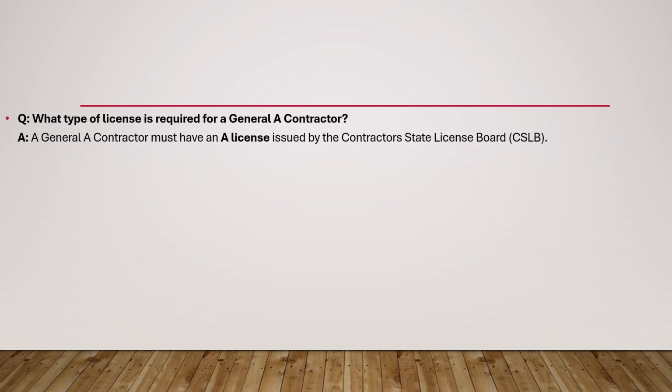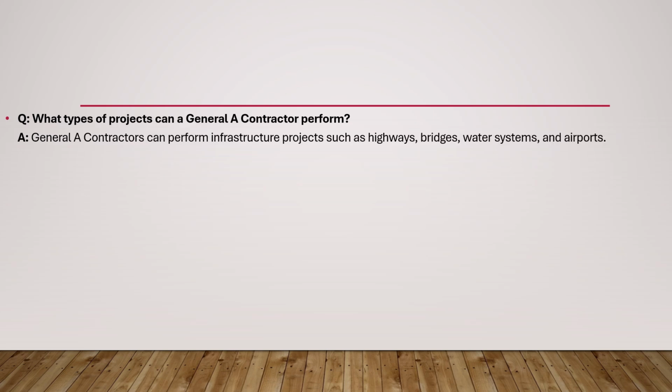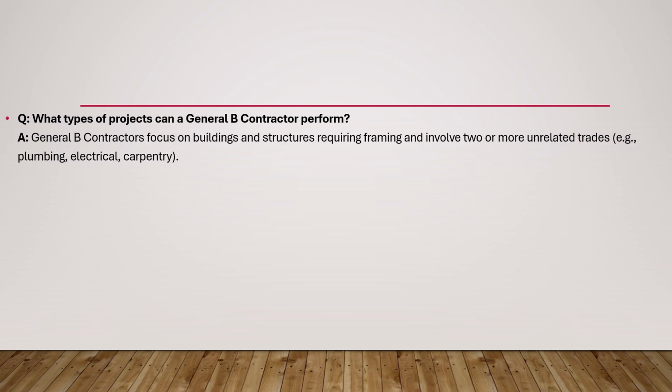What type of license is required for a General A contractor? A General A contractor must have an A license issued by the Contractors State License Board, CSLB. What type of license is required for a General B contractor? A General B contractor must have a B license issued by the CSLB. What types of projects can a General A contractor perform? General A contractors can perform infrastructure projects such as highways, bridges, water systems, and airports. What types of projects can a General B contractor perform?